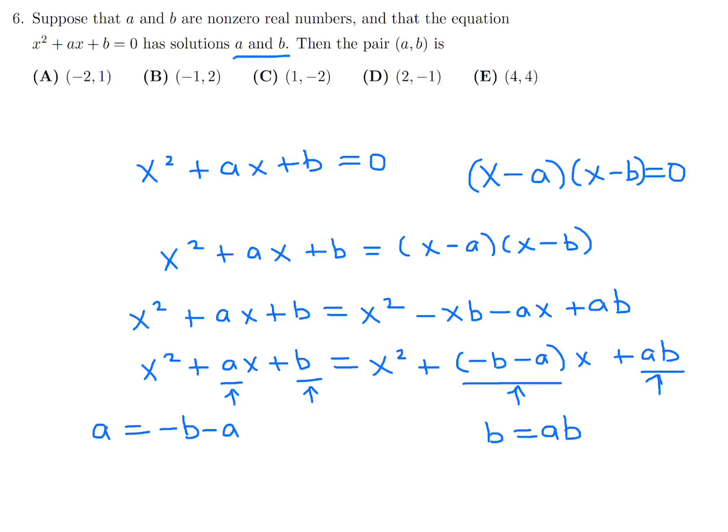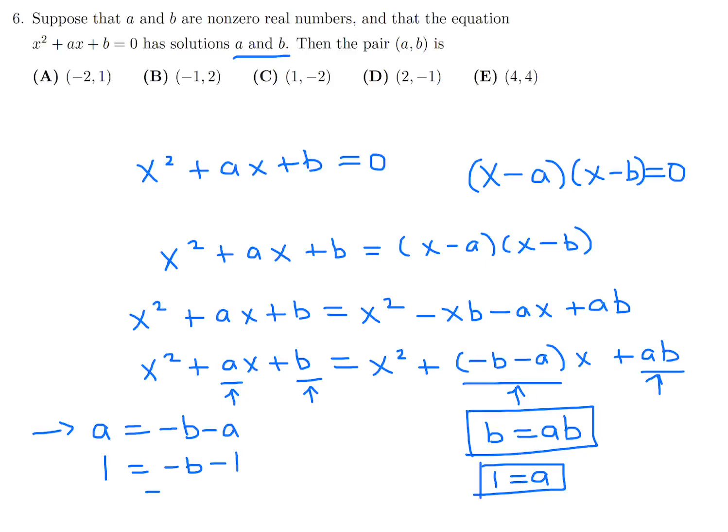All right? So let's start with this one here first. If you divide both sides by b, you'll get 1 is equal to a. So there we go, we found a. Now substitute a equals 1 into here, and you'll get 1 is equal to minus b minus 1, and therefore b is equal to minus 2. So therefore the pair (a, b) is 1 for a and minus 2 for b. And therefore number 6, the answer is C.